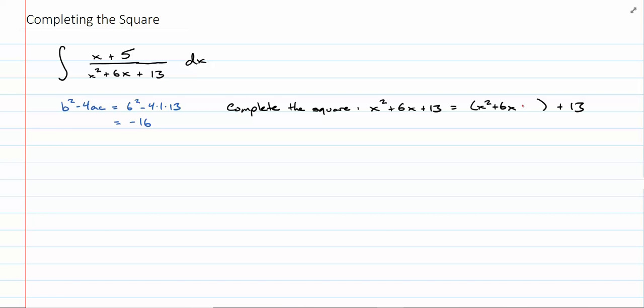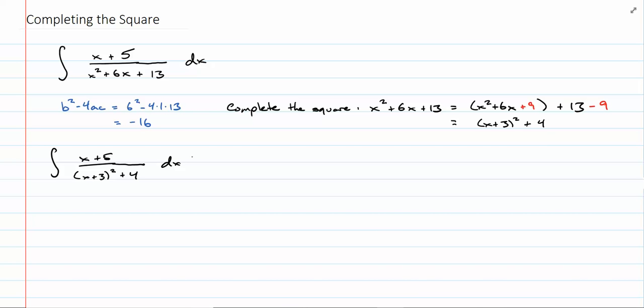So I'm going to add 9 in there to complete the square. I'm going to also subtract 9 to offset that. That way I didn't actually change the value. After doing that, now what I've got is x plus 3 squared plus 4. Okay. So now I'm dealing with the integral. My numerator stayed the same. My denominator, I'm going to rewrite it as x plus 3 squared plus 4.